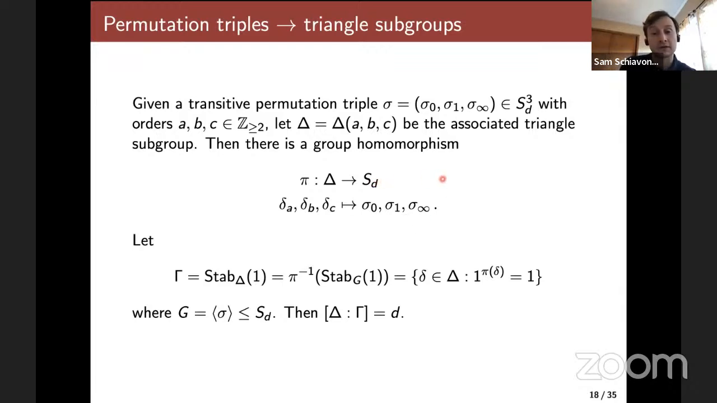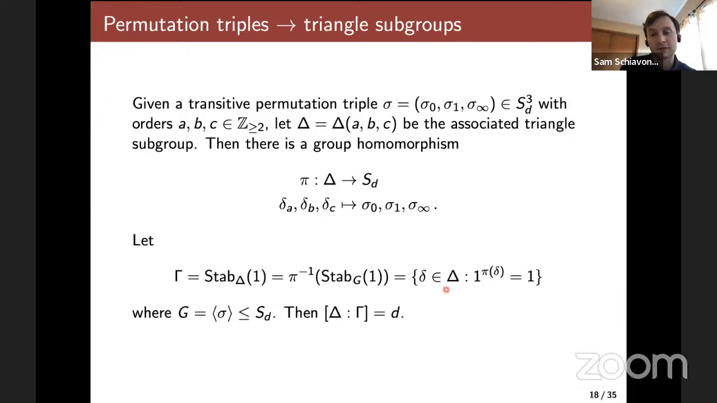So S_D naturally acts on the numbers 1 through D, just as permutations do. And this homomorphism allows us to define an action of delta on 1 through D, just by acting through its image in S_D. So we're going to let gamma be a subgroup of delta that's the stabilizer of the label 1. So we look at all permutations that stabilize 1 and then look at their preimages under this map pi.